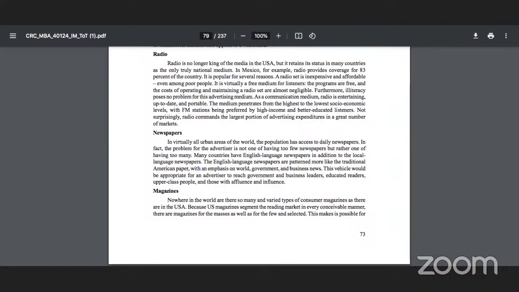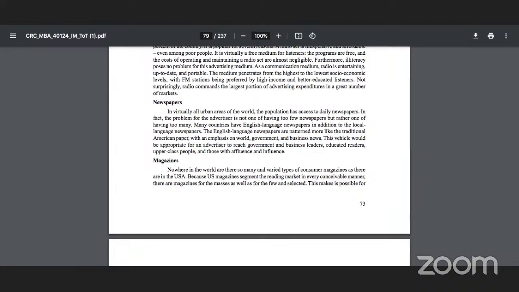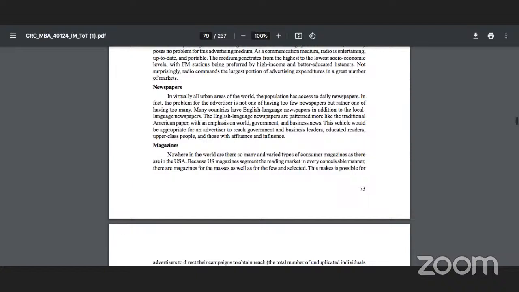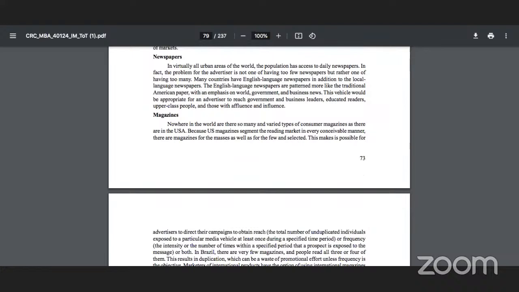It also penetrates from the highest to the lowest socioeconomic levels, with FM stations being preferred by high income and better educated listeners. Not surprisingly, the radio commands the largest portion of advertising expenditures in a great number of markets. Let's look at newspapers. In virtually all urban areas of the world, the population has access to daily newspapers.